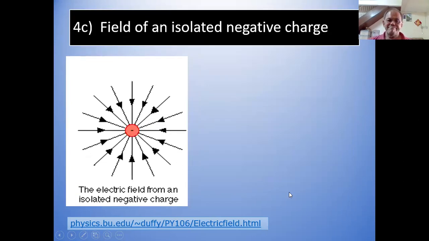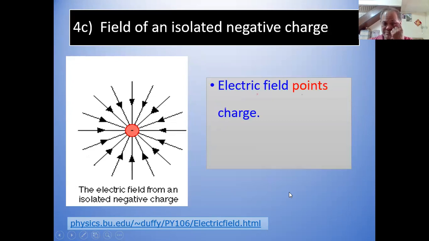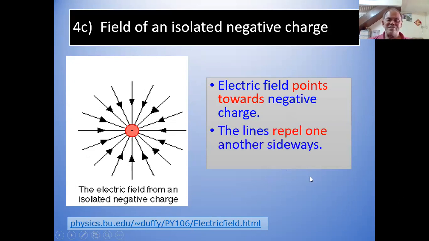Negative charge, isolated negative charge, the same thing. The field lines point towards the negative charge. You can think of it as the lines repelling each other, so they want to be as far as possible from each other. That's why they behave that way.